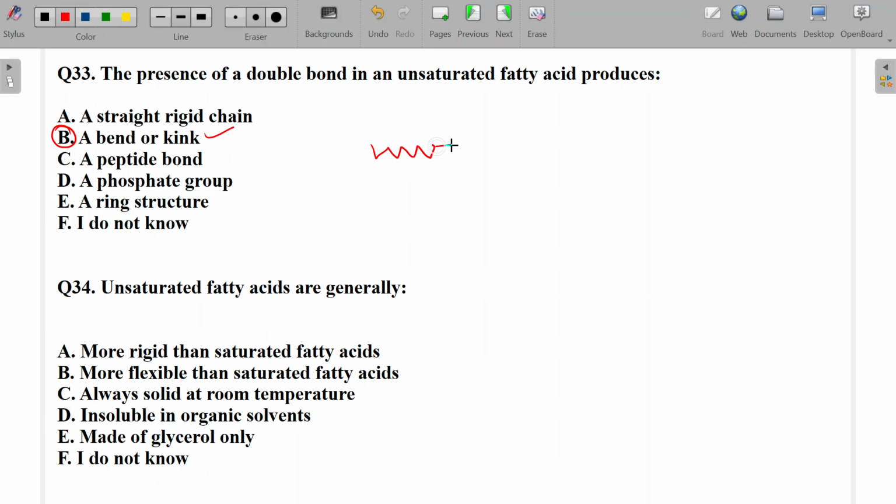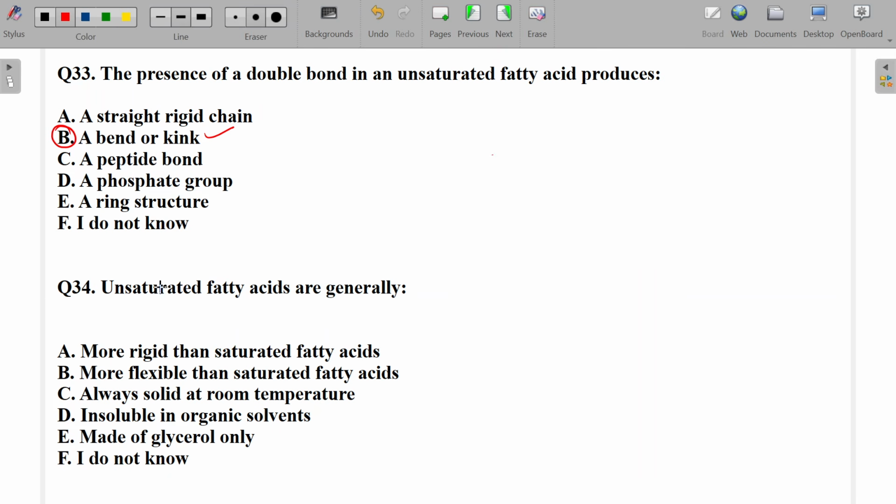It can cause the structure to bend like that. So it's causing the structure to bend because of the double bond. Okay, it bends. Instead of going straight like this, you find that it bends, starts going up like that. That is what they mean.